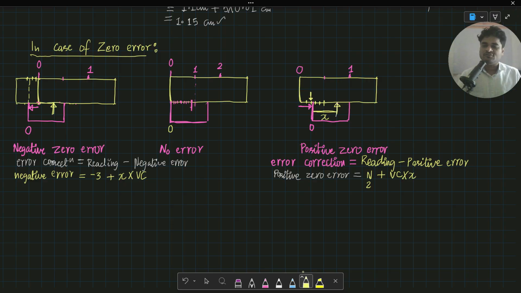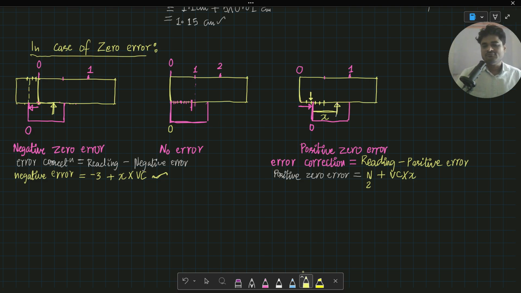You need to be very careful in case of negative zero error, because there is an advanced question on this concept only, and in most of the books I have seen, it is given wrongly. So we have to be very careful in case of negative zero error. In positive zero error we hardly make mistakes, so that is not an issue.